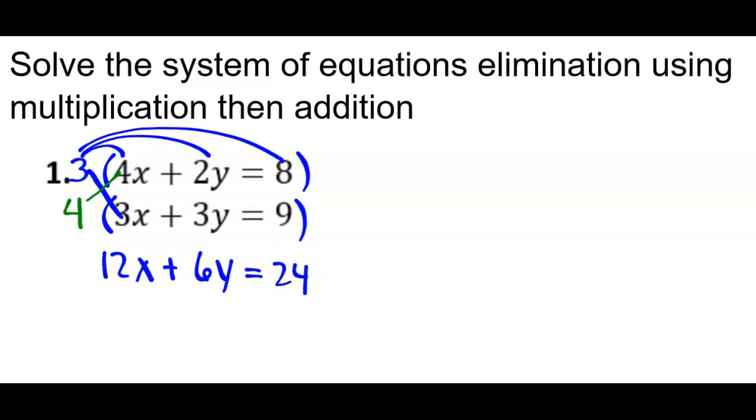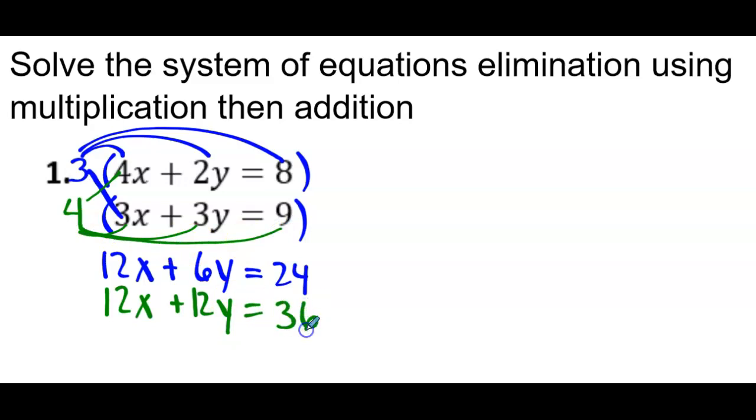My second equation is going to be 12x. If you want to make that negative, you can. Plus 4 times 3 is 12y. 4 times 9 is 36. But, like I was saying, these aren't opposites right now. So I need to make everybody opposite down here.